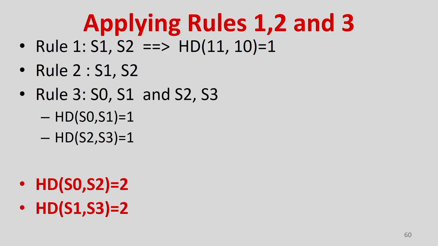And applying the rules, S1, S2 try to assign Hamming distance 1, smaller code. Rule 2, S1, S2, same thing, so already you have done. Rule 3, S0, S1 and S2, S3 should be assigned to similar code. So, in this case, S0, S1 also try to assign adjacent code, S2, S3 also assign similar code, and S1, S2 try to assign similar code.